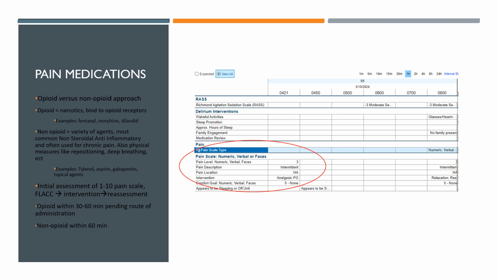For opioid medications, reassessment should occur within 30 to 60 minutes depending on the route of administration. For example, IV opioids require quicker reassessment than oral opioids due to how fast they work. For non-opioid medications, reassessment should occur within 60 minutes to evaluate the effectiveness and adjust the treatment plan as needed. This structured approach ensures that pain management is both effective and responsive to the patient's needs.